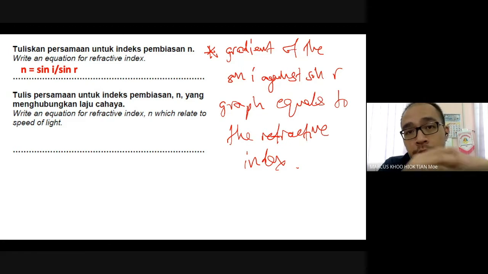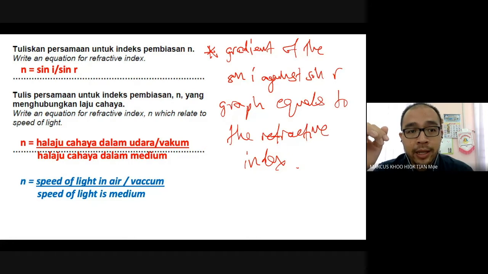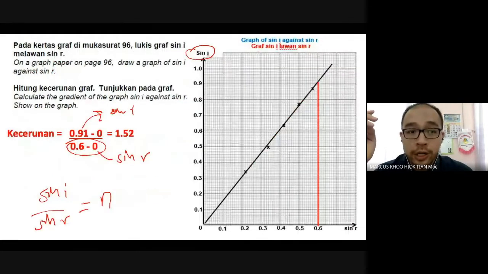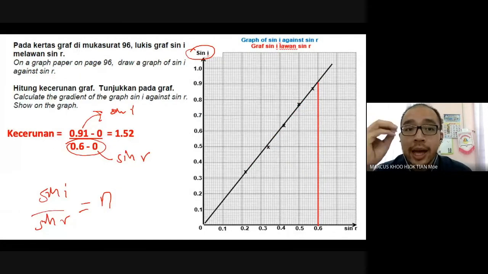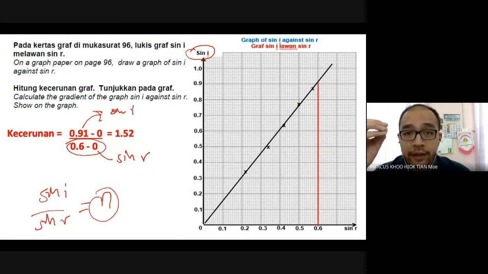If you remember from Monday's class, I said that there are 4 ways to determine the value of n. One is by this formula, n equals sine i over sine r. The second way is to use the speed of light in air and the speed of light in the medium. The third way is to calculate the gradient of the sine i against sine r graph, which you already did. When you calculated this gradient, actually you are calculating the refractive index of the glass block that you used in the experiment. So please write this down.